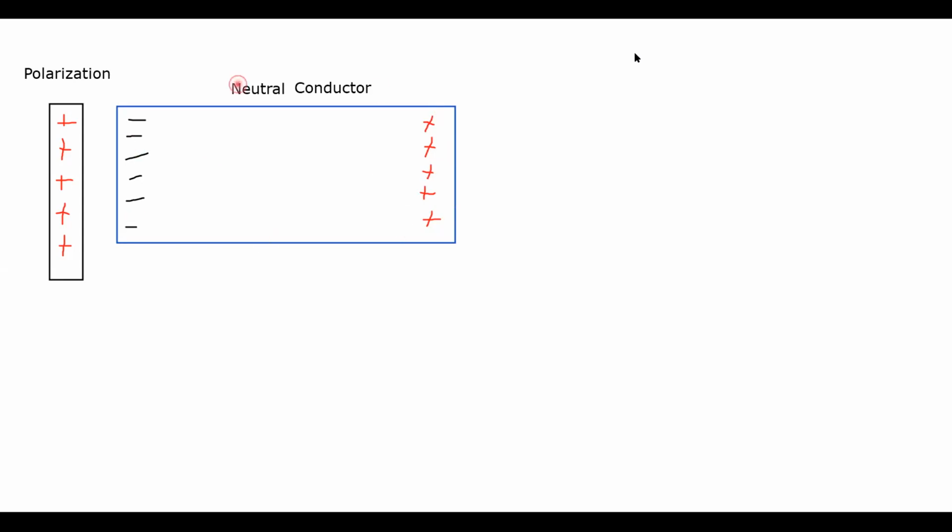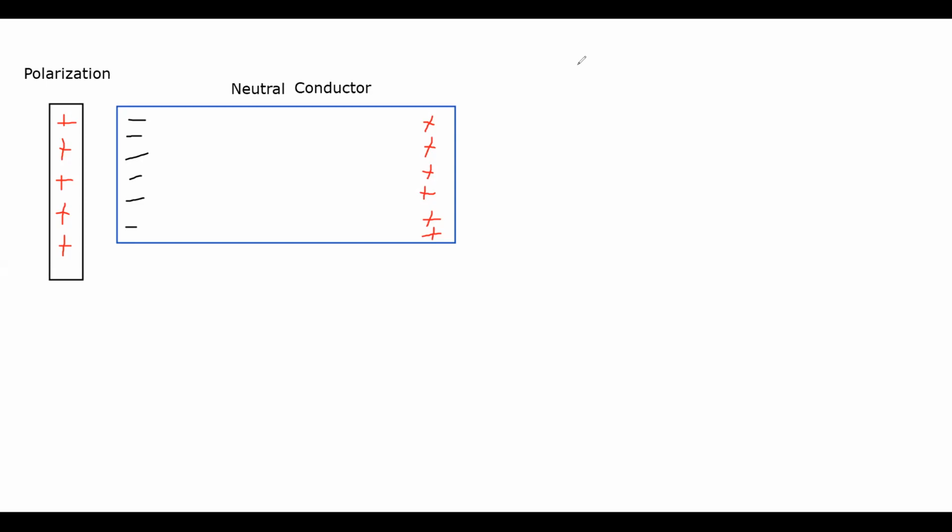Now overall, I still have a neutral sheet. 1, 2, 3, 4, 5, 6. 1, 2, 3, 4. Let me put a couple more positives just to make it 1, 2, 3, 4, 5, 6. Okay, so overall, it is still neutral. I haven't gained charge on the conductor. I haven't lost charge on the conductor, but I do have a separation of charge. And that separation of charge is what polarization does. Polarization separates the charges, and now you have a polarized object.